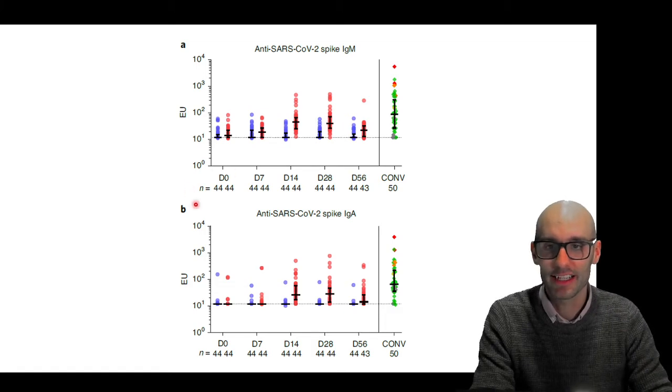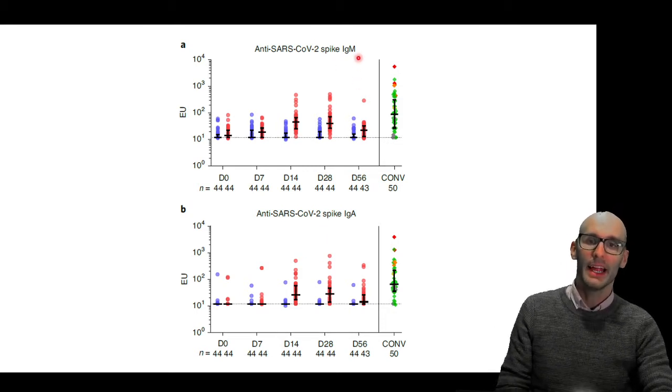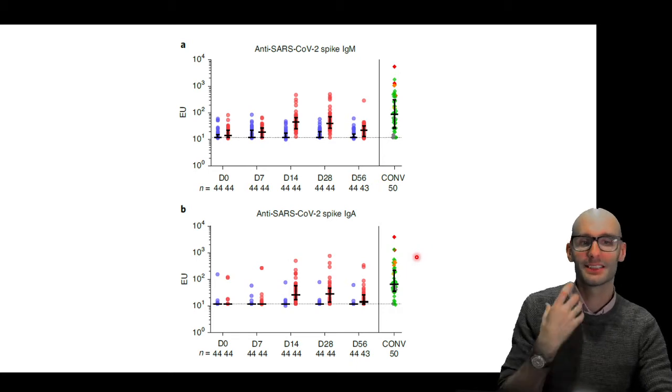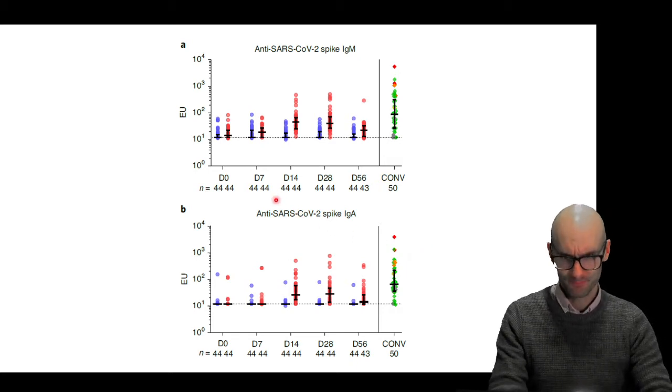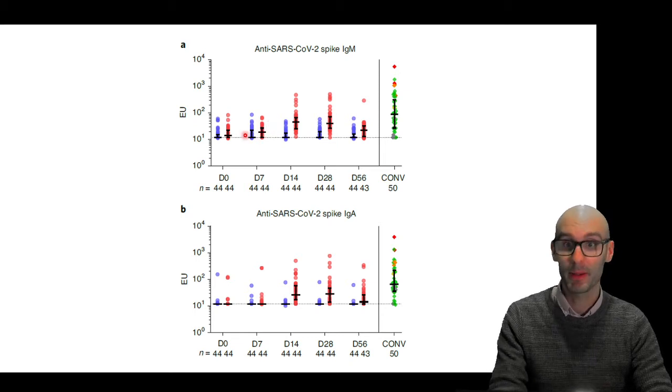Okay, so we've got day 0. We can see that there's nothing going on. There's no significant difference there in these antibody levels. Now, here we've got IgM, which is the early antibody, and IgA, which is the secreted antibody. And we're looking at those levels. So red is vaccinated people for SARS-CoV-2. Blue is vaccinated for meningitis.